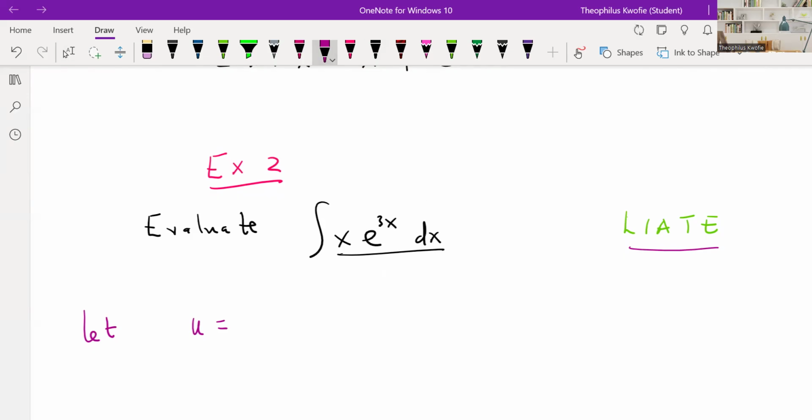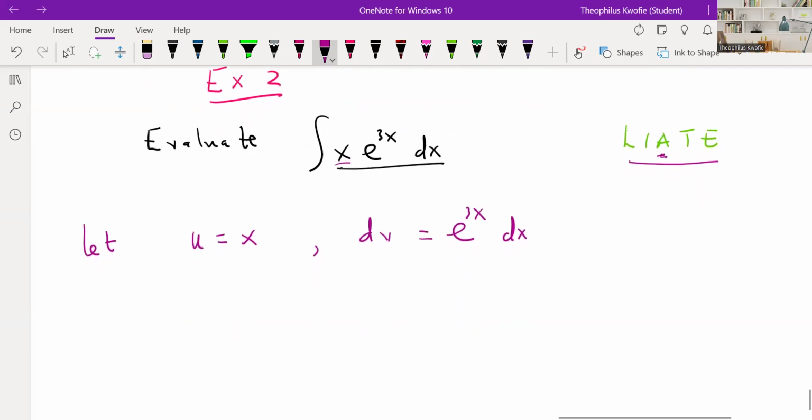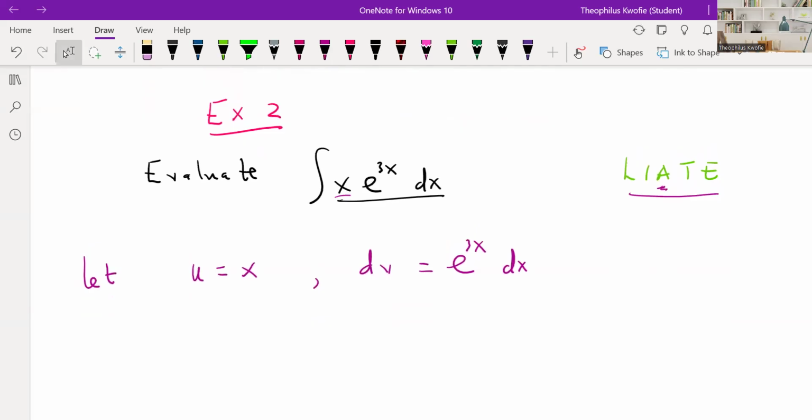The next one is what? The algebraic expressions, which are full of polynomials, right? And over here, we only have a polynomial, which is x. So my u is just going to be x. And then the rest becomes my dv. So my dv would just be e to the power 3x dx. Is that okay? Remember we said that our u has to be differentiable and our dv has to be integrable, right? Very good.